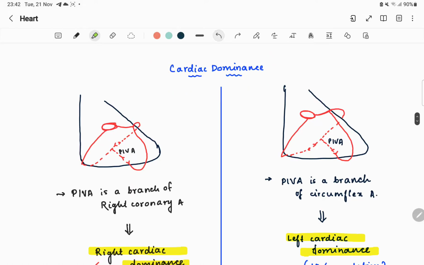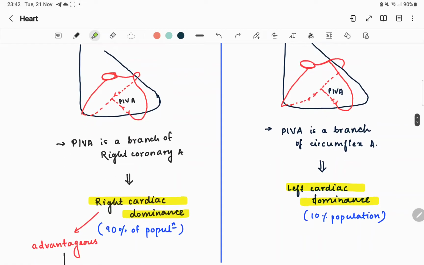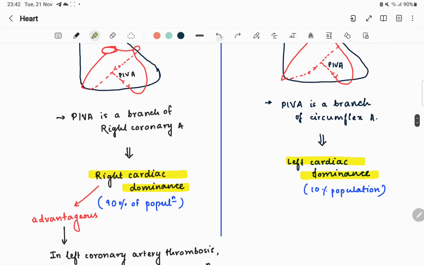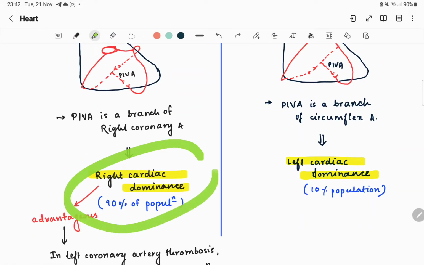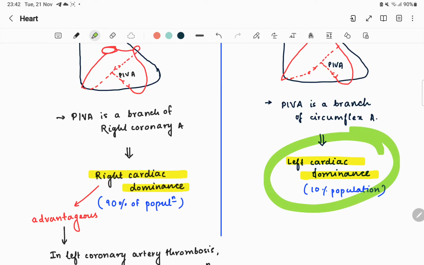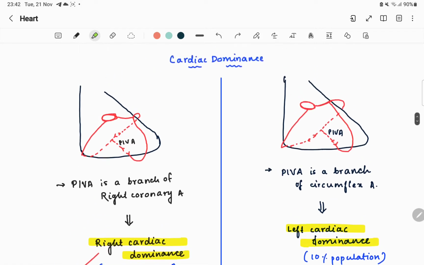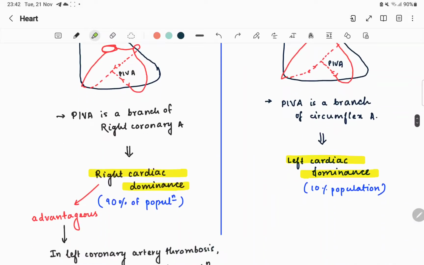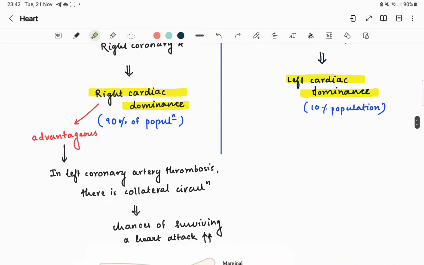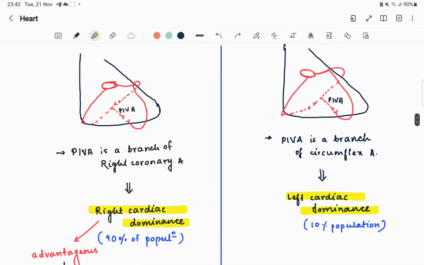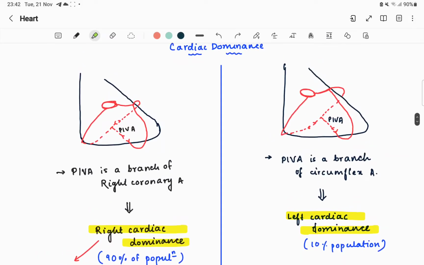Let's talk about cardiac dominance. What is cardiac dominance? In some people we have a right cardiac dominance, which is in 90% of people, and left cardiac dominance is there in about 10% of people. Cardiac dominance is the part of the heart which is stronger, the part which will survive in a heart attack if it occurs.